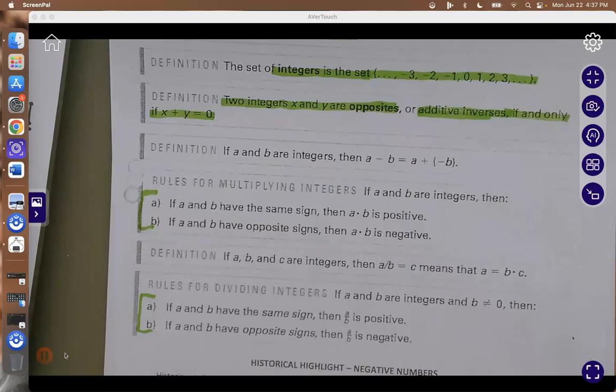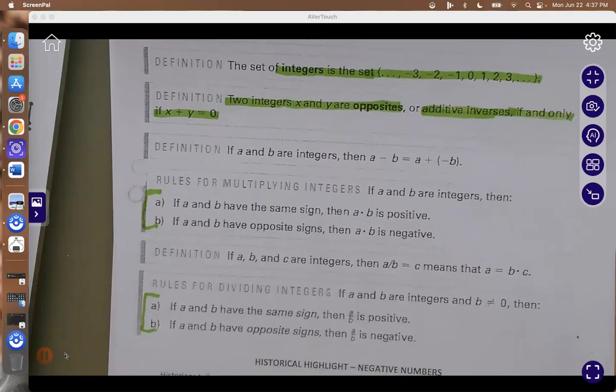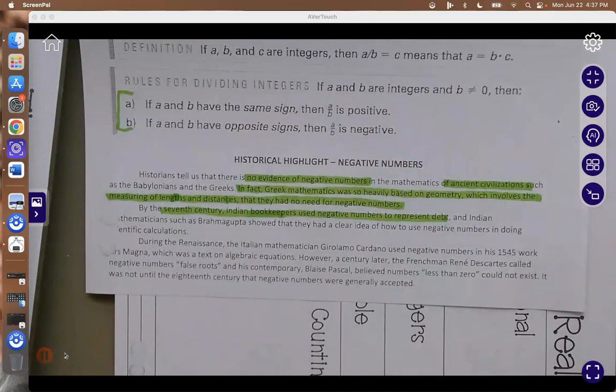Okay, by the 7th century, Indian bookkeepers used negative numbers to represent debt. Okay, so all of you future accountants out there, oops, you can't see that. All you future accountants out there, you're the reason we have negative numbers. Okay, and it was from India. Okay, so the Indian mathematicians showed that they had a clear idea of using negative numbers and doing scientific calculations.